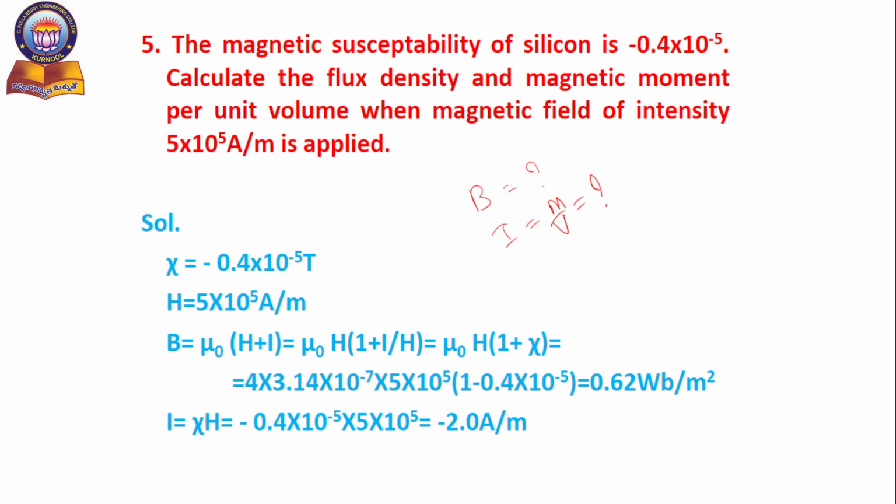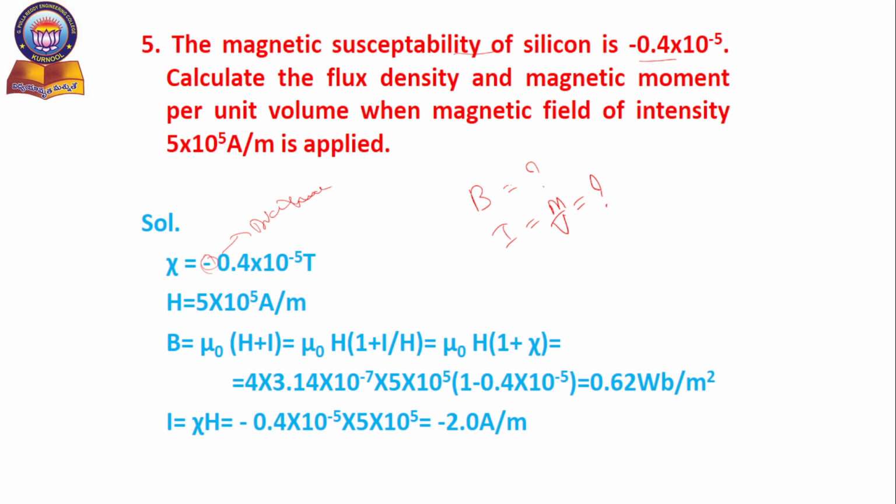For that, what values are given? Susceptibility of silicon, Xi is equal to minus 0.4 into 10 power minus 5. Here a minus value is there. Susceptibility being negative means which type of magnetic material it is? Diamagnetic material. Then the given field intensity H is 5 into 10 power 5 ampere per meter. First, the flux density formula is mu naught into (H plus I).